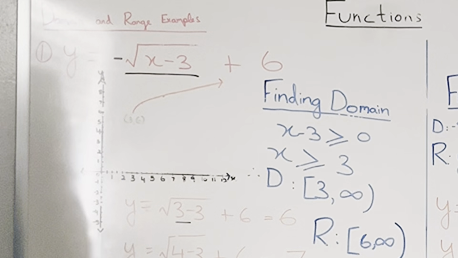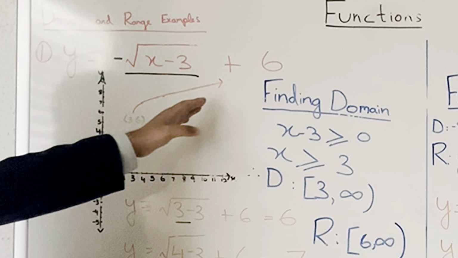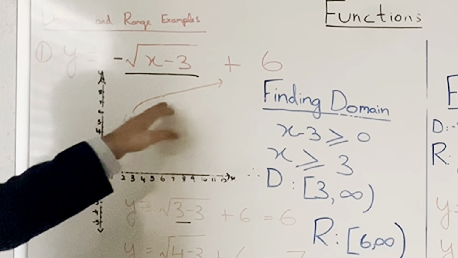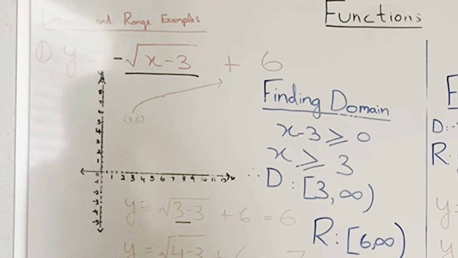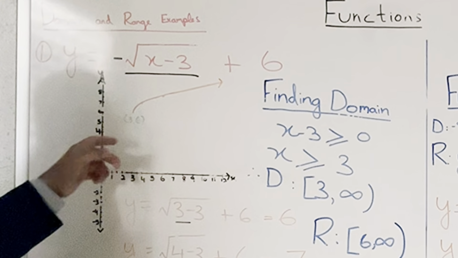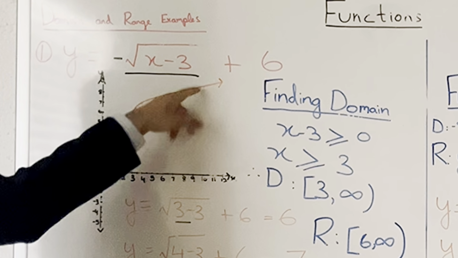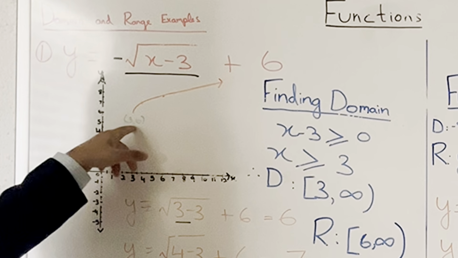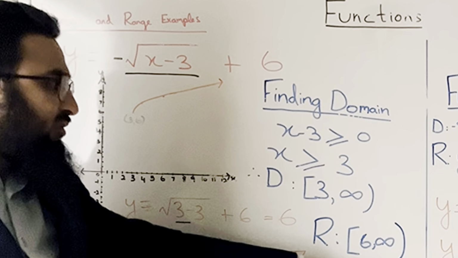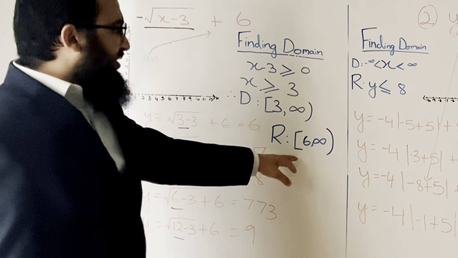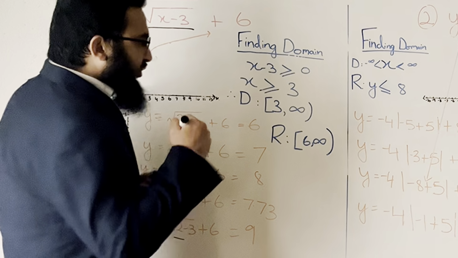Now look at the range. As you can see, as we go towards the right, the value of y increases. So after 6, the value of y will keep on increasing, including 6, I'm sorry, 6 is included. Therefore, the range in interval notation is from 6 to infinity, including 6, hence we have a square bracket. This is very important.